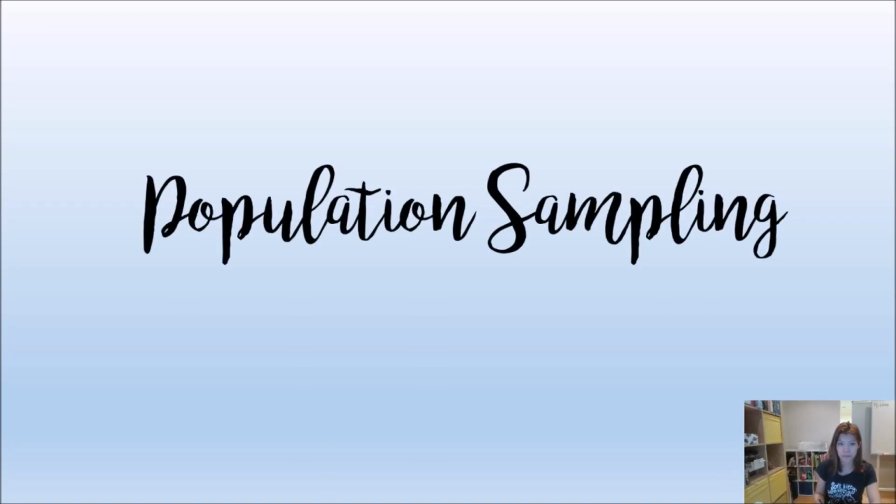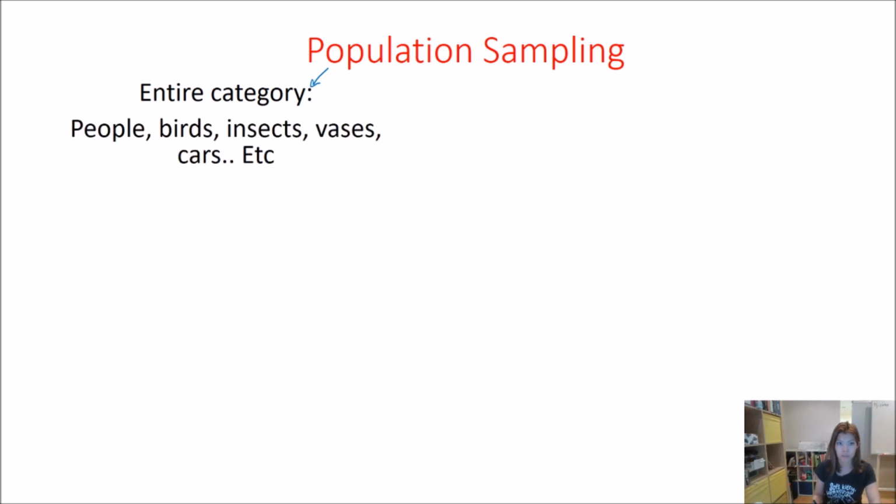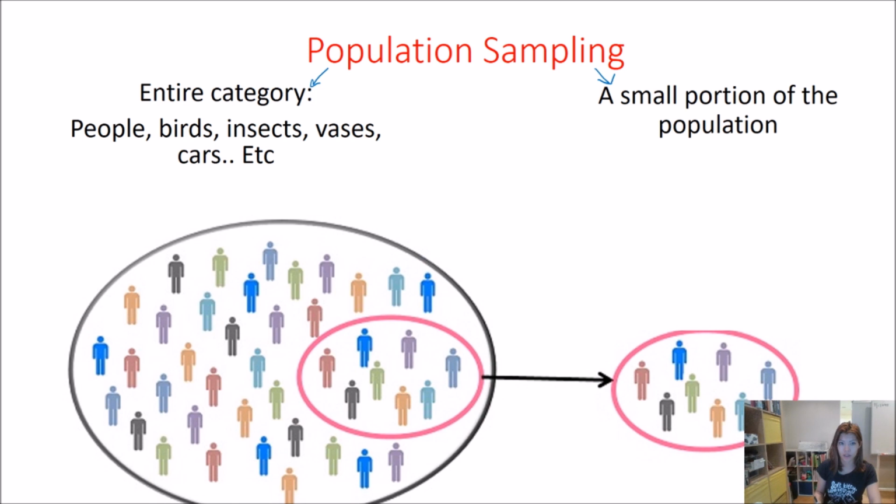So today we're going to be looking at population sampling. Now, if we look at those two words, population means everything, the entire category. So if we're looking at people, it means all the people. If we're looking at birds, it means all the birds. If we're looking at cars, we're looking at all the cars. Whereas the word sampling means only a small proportion or a small group of the bigger population. So if this is population, then this is the sample.